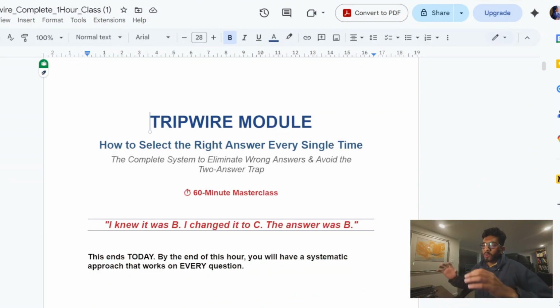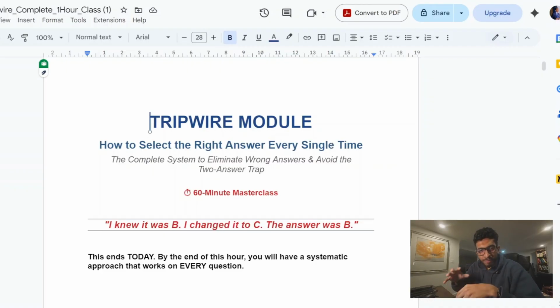We are going to talk about how to select the right answer every single time when you are in this exam, right? This is a complete system to eliminate the wrong answers and avoid the two answer trap. We will try to finish this in the next 60 minutes as a master class to help you choose the right answer every single time.